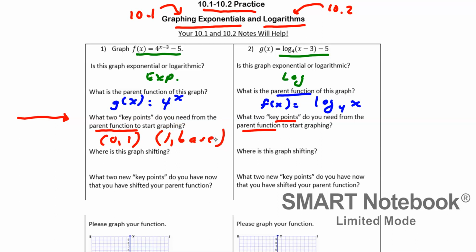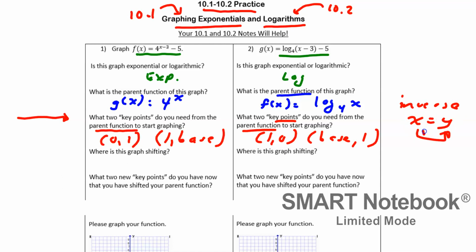However, with today's lesson that you already watched, these two points ended up being flipped. When you plugged a 1 in, you got a 0 out. That's what we saw from the basic or parent log graph. And we saw (base, 1), which makes sense because you remember that the definition of an inverse from the video is that x equals y, so your points can flip. As long as you know these coordinates, you can do the rest of the problem.